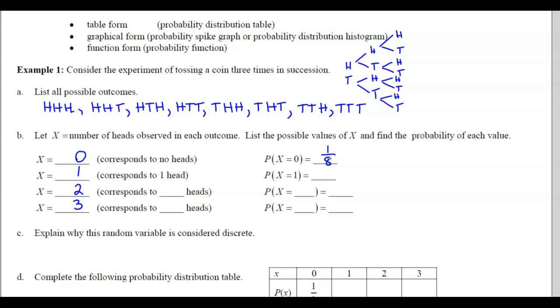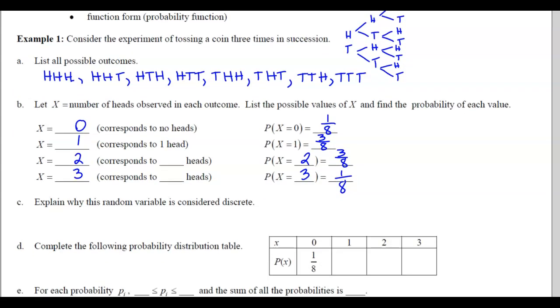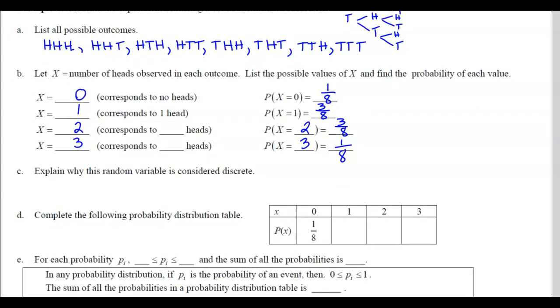1 head would be 3 out of 8. And 2 heads, that's going to be 3 out of 8. And then 3 heads is 1 out of 8 as well. Explain why this random variable is considered discrete. As I said before, you can't toss part of a head.